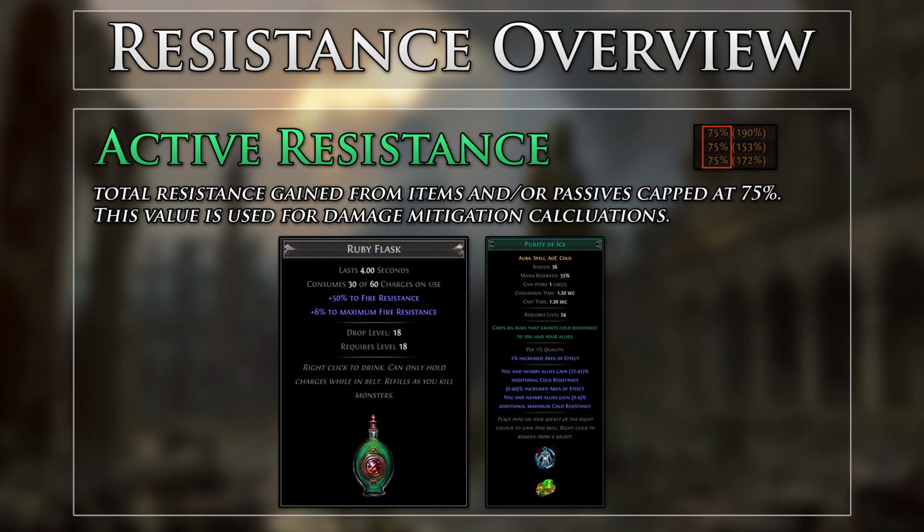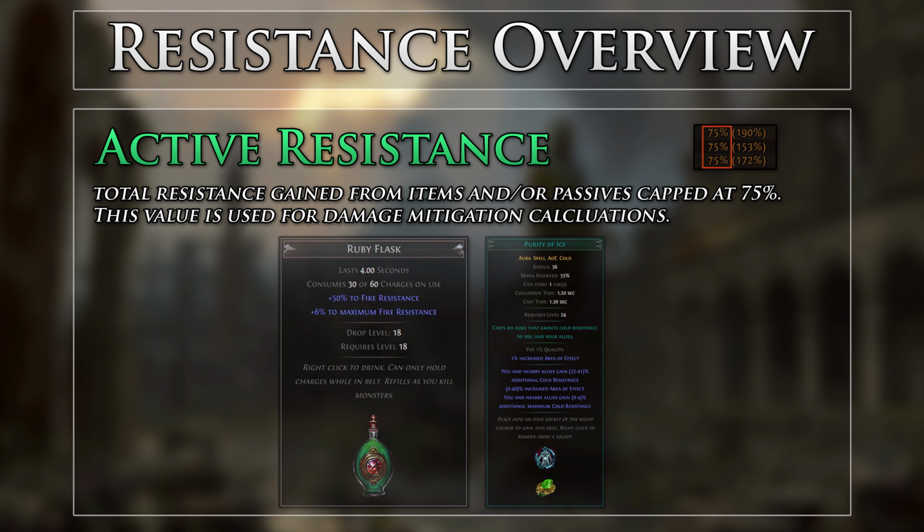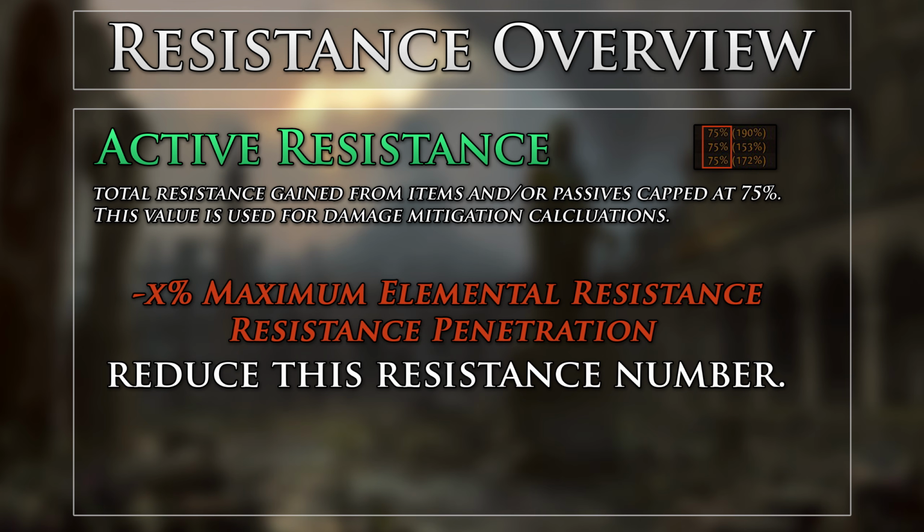The 75% cap can be raised by flasks, passive points, auras, or unique items, providing powerful increases to your resistance mitigation. If you encounter zones that have the affix minus maximum elemental resistances, this is the number that will be reduced. If you are attacked by a monster that has resistance penetration, this is the number that will be reduced.